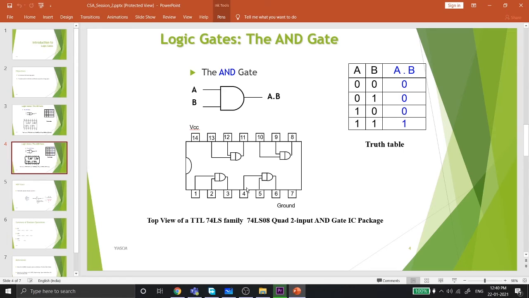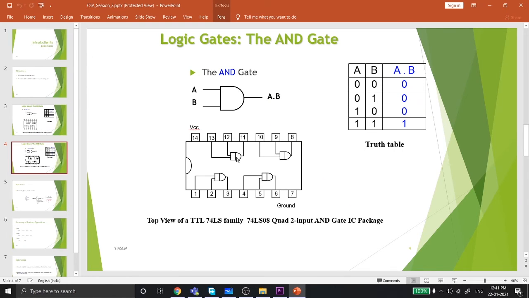So in an AND gate, if both inputs are true, then only the output is true. I'm not sure how to do a schematic for it, but you get the idea. If both inputs are 1, then only the output will be 1. Every other state the output will be 0. That's an AND gate. There is no other expression, and this is still a TTL 74LS family, and it's a 74LS08 quad 2 input AND gate IC package.